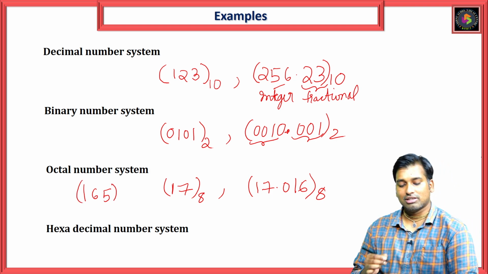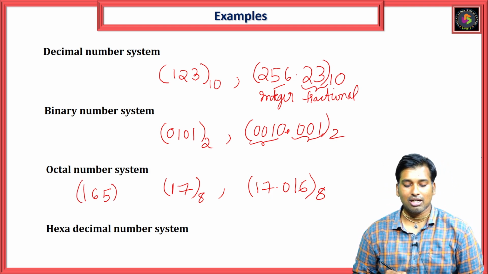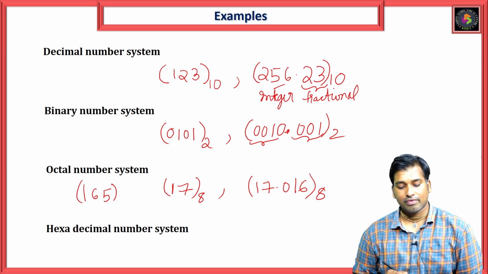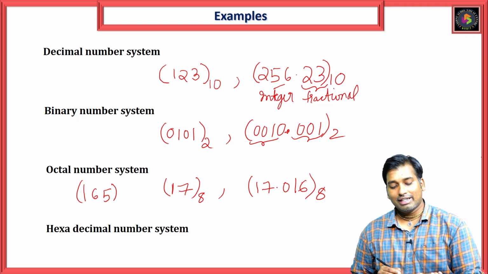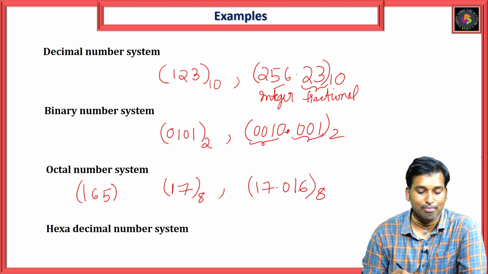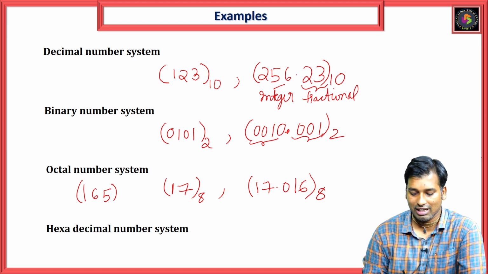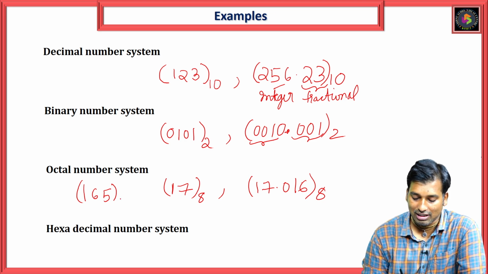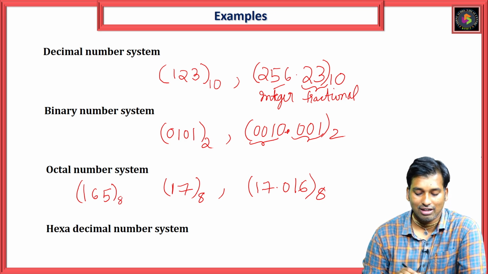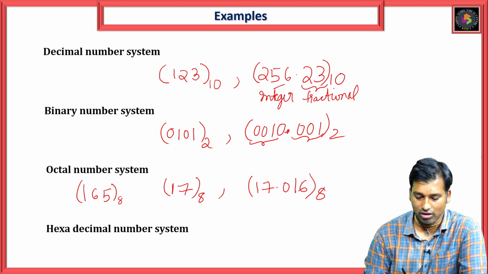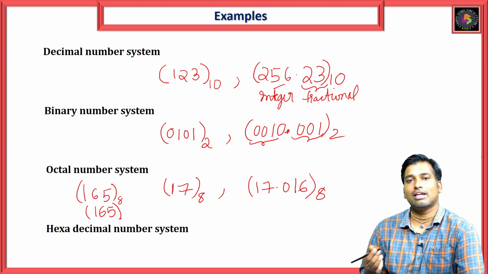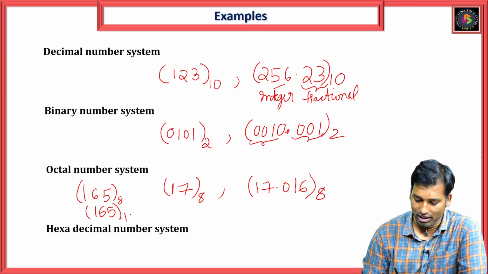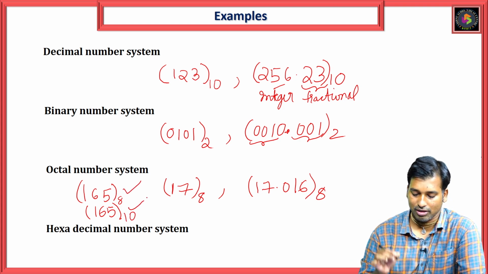How do you know which number this is? It can be both a decimal number as well as an octal number. Until and unless it is defined with a base, you cannot say whether it is a decimal number or an octal number. Until it is mentioned as base 8, it can be decimal or octal. Therefore, writing the base is very important, as common digits are there in multiple number systems. So this is octal, this is decimal.